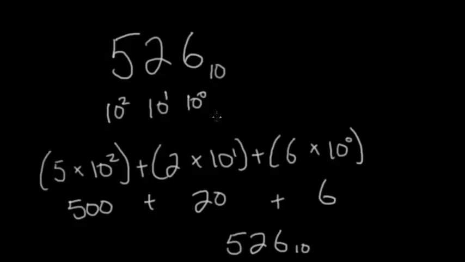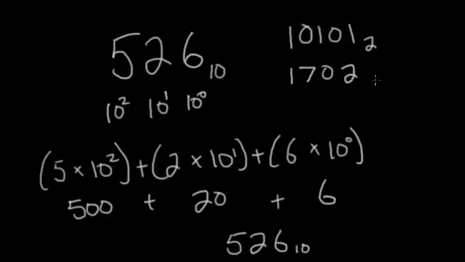Now the reason I showed you this is because later on we're going to be changing this base. Say we're going to have a number like this, 10101, and that's in base 2. That's binary. Or maybe we'll have 1702 in base 8. So this number is not 1702. That is a totally different number, and we'll get to that in the next video.